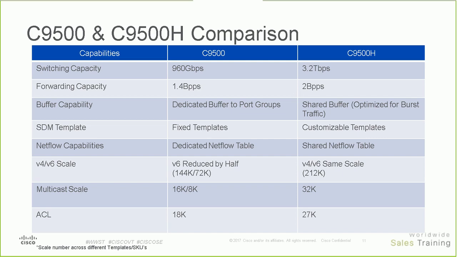If we want to dedicate buffers on 100 gig ports, 32 ports, you see what I mean? We will need a huge amount of dedicated buffers, so shared technologies are more optimized for these speeds, let's say. Anyway, dedicated NetFlow versus shared.